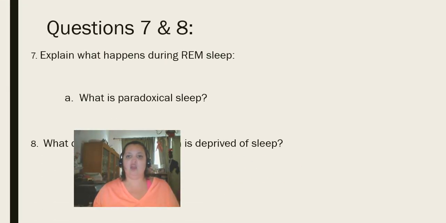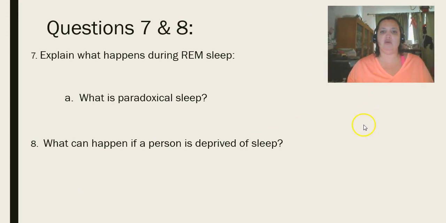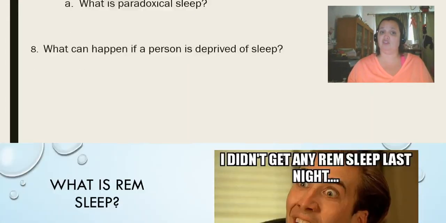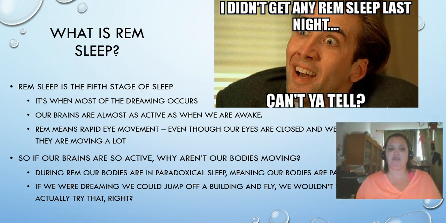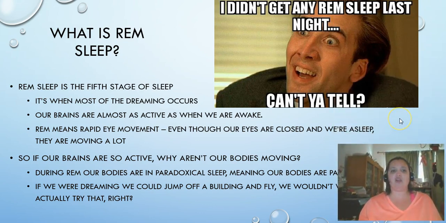All right, what happens during REM sleep? What is paradoxical sleep? And what can happen if a person is deprived of sleep? Well, REM sleep, as we know, is the last stage of sleep. It's the deepest stage, and it's when our brains are super active. We're dreaming. Our eyes are moving all over the place because it's rapid eye movement. Eyes are closed, but our eyes are moving all underneath our eyelids.